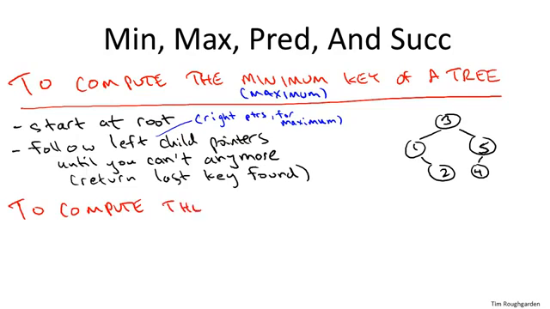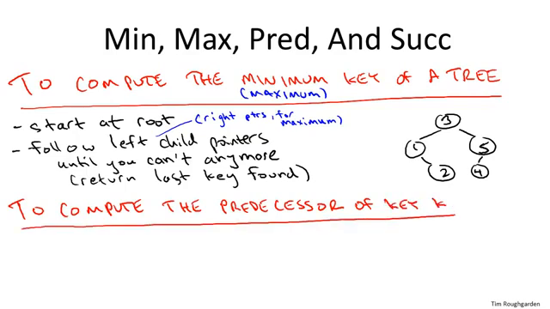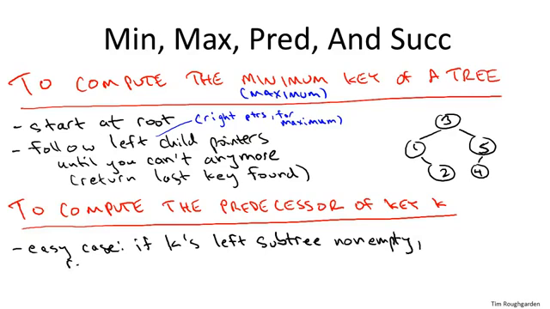Here I'll be a little hand-wavy, just in the interests of getting through all of the operations in a reasonable amount of time. But let me just point out that there's one really easy case, and then there's one slightly trickier case. The easy case is when the node with the key k has a non-empty left subtree. If that's the case, then what you want is simply the biggest element in this node's left subtree. I'll leave it for you to prove formally that this is indeed the correct way to compute predecessors for keys that do have a non-empty left subtree.